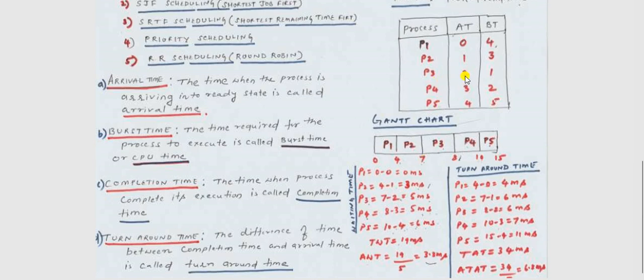Next P3 comes at arrival time 2, burst time is 1, so 7 plus 1 is 8. Next P4 comes at arrival time 3, its burst time is 2, so 8 plus 2 is 10. Next P5 comes, arrival time is 4 and burst time is 5. P4 is completed at 10 milliseconds in the Gantt chart, so 10 plus 5 equals 15. All processes are scheduled.